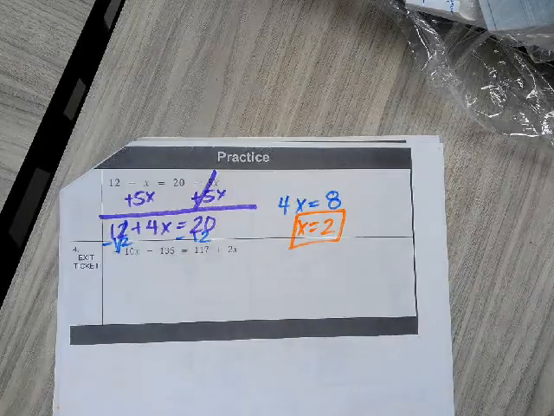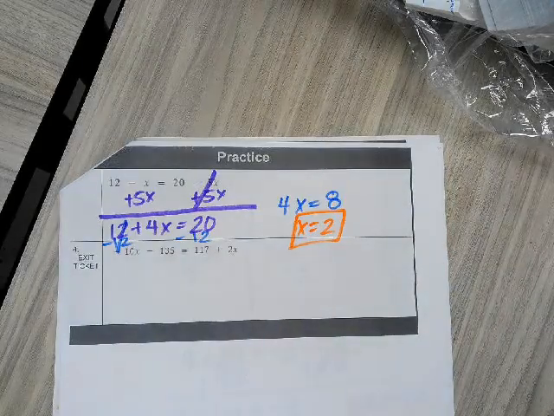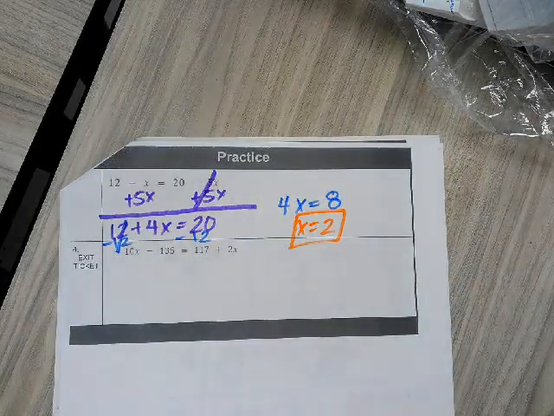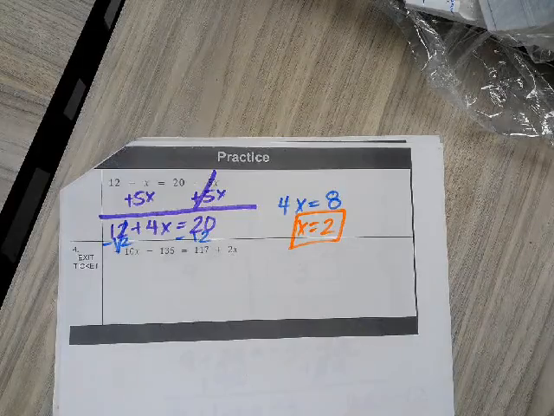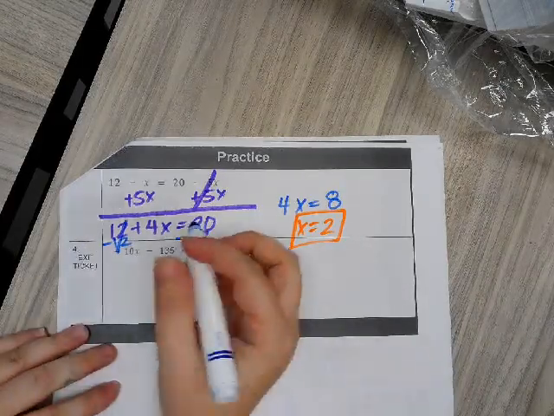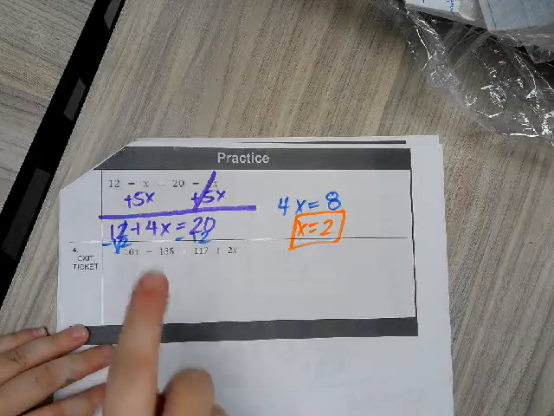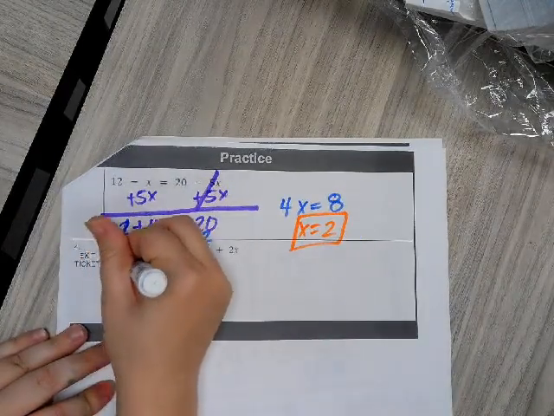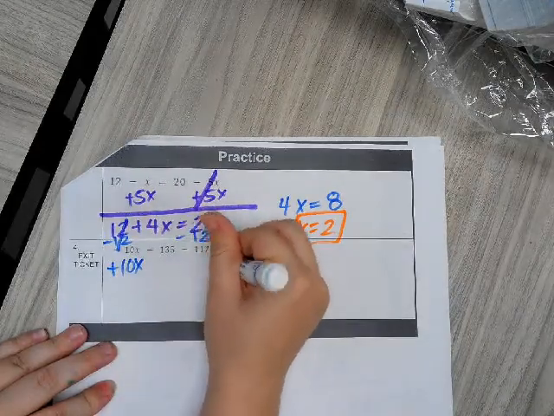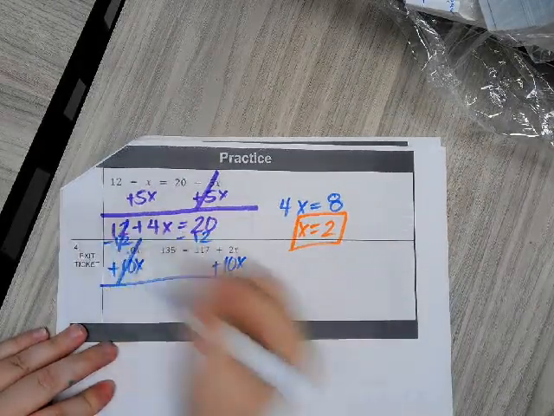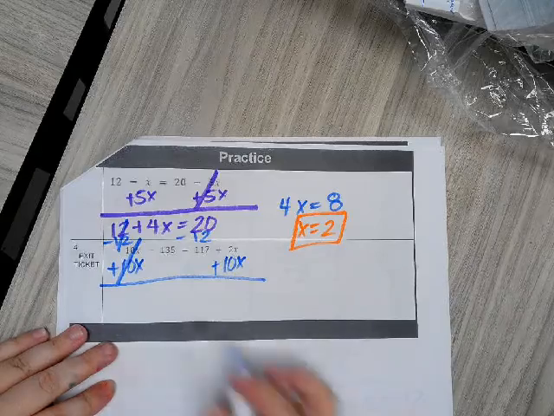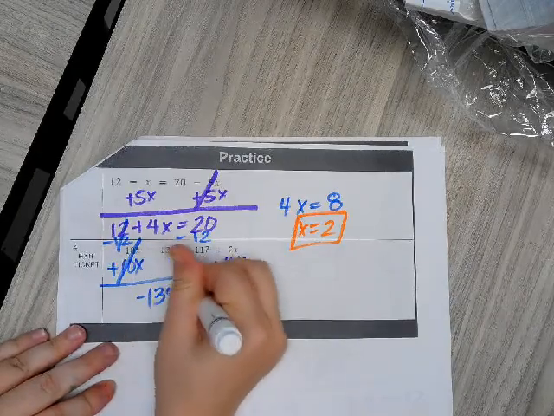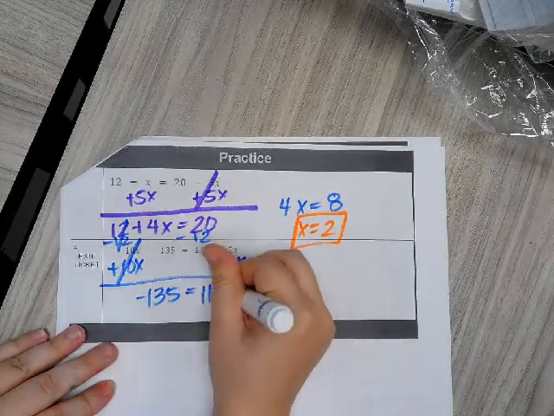Last one is your exit ticket. I like to do my variables first. So what's smaller? We have negative 10 and 2. Negative 10 is smaller, so I'm going to do positive 10x here, positive 10x here. Zero out my variables, so we have negative 135 equals 117 plus 12x.